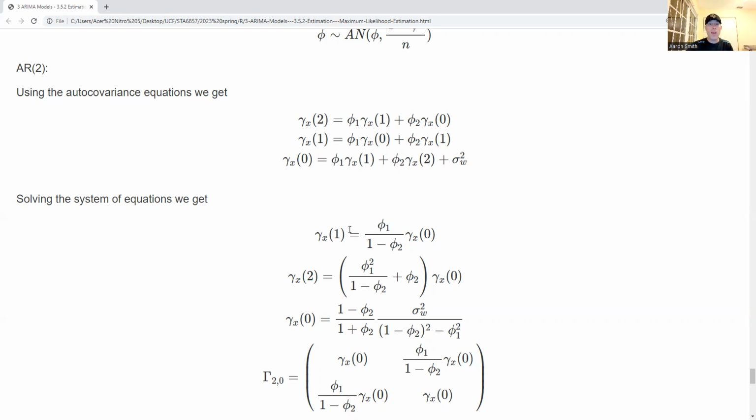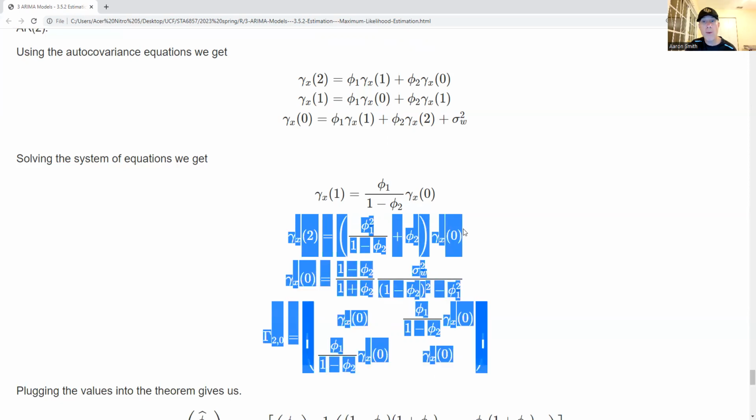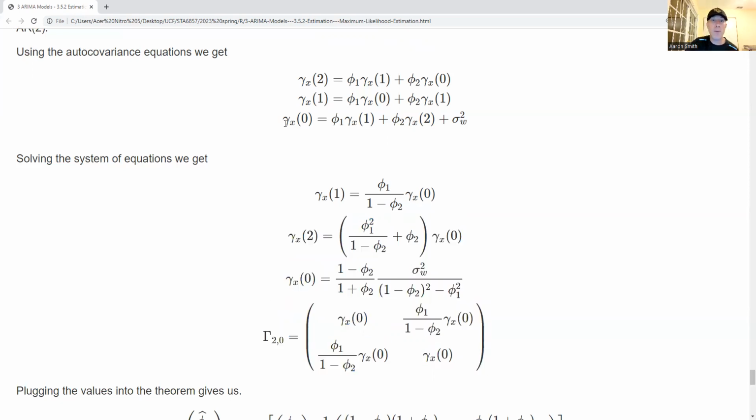Working it out, I'm going to skip some of the details here because this did take up quite a bit of paper for me to work out. If I look here, I can solve gamma of 1 in terms of gamma of 0 by subtracting and dividing. Real easy, boom, I get it. Once I have this representation of gamma of 1, I can slap that into this equation here, and I can solve for gamma of 2 with respect to gamma of 0. Boom, I've got this.